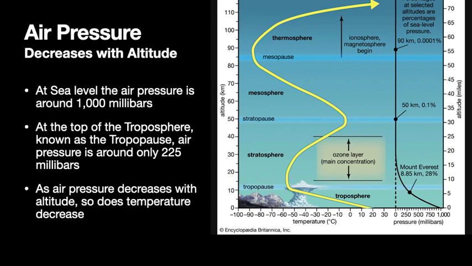As air pressure decreases with altitude, so does temperature decrease. As illustrated on this graph here, you can see the yellow line. As you go up the line, temperature decreases. The horizontal axis here has temperature in Celsius, and as we move up the troposphere, we move left into colder and colder temperature.